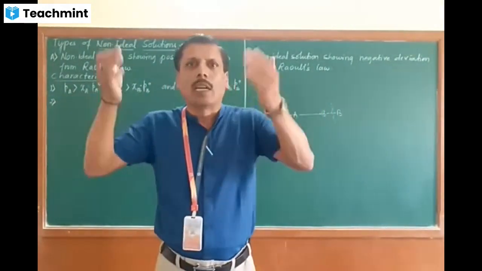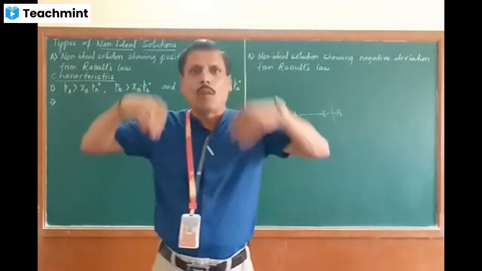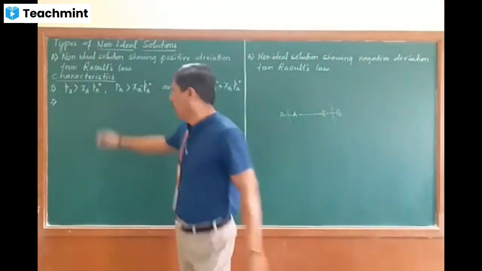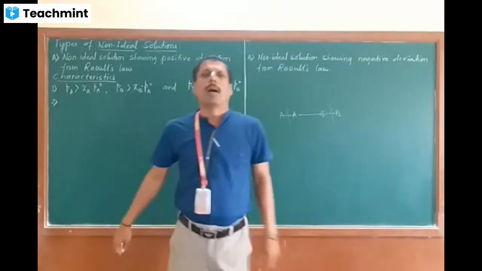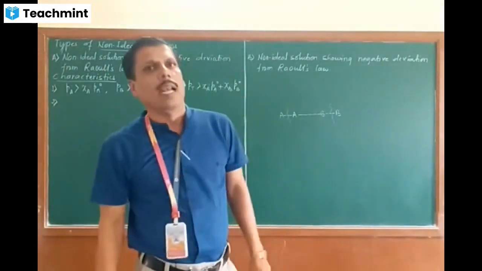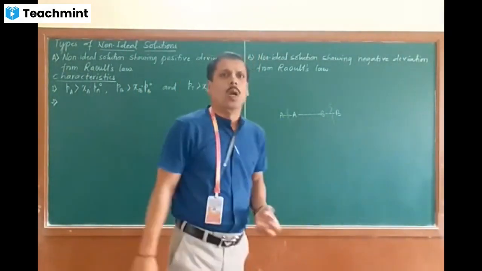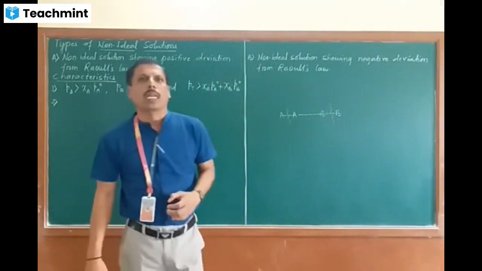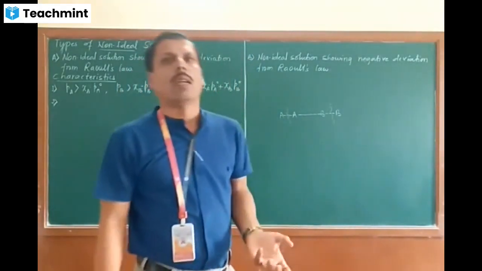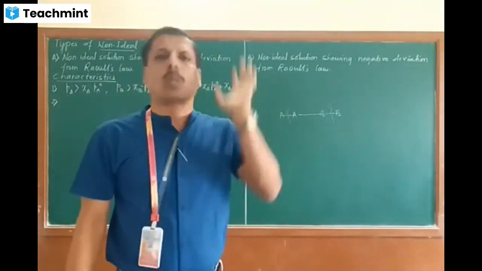So rate of evaporation is more. When rate of evaporation is more, what will happen? That increases the partial vapor pressure of component A as well as the partial vapor pressure of component B. So therefore, the total vapor pressure of the solution is greater than what we expected from Raoult's law.